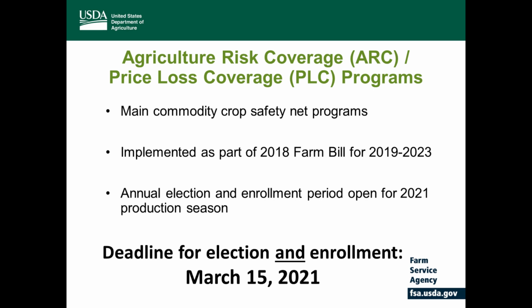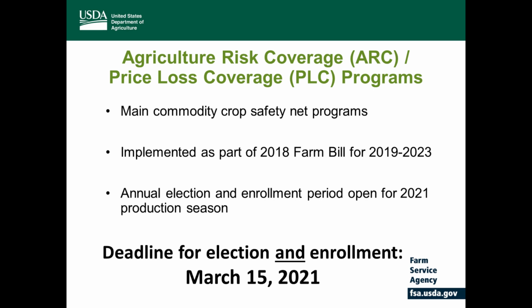So ARC PLC is the main commodity crop safety net program for FSA. It was implemented as part of the 2018 Farm Bill, and it runs from 2019 to 2023. We are currently in the annual election and enrollment sign-up period for crop year 2021. Producers will have the option to make new elections for crop years 2022 and 2023 at a later time. It's very important that producers realize the deadline for election and enrollment is March 15th, 2021. That date's going to be here very soon.